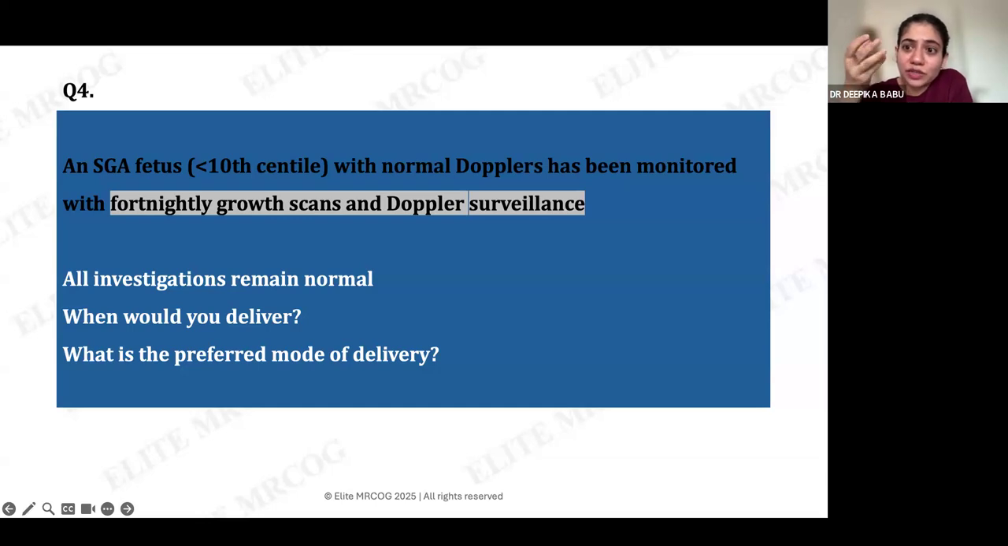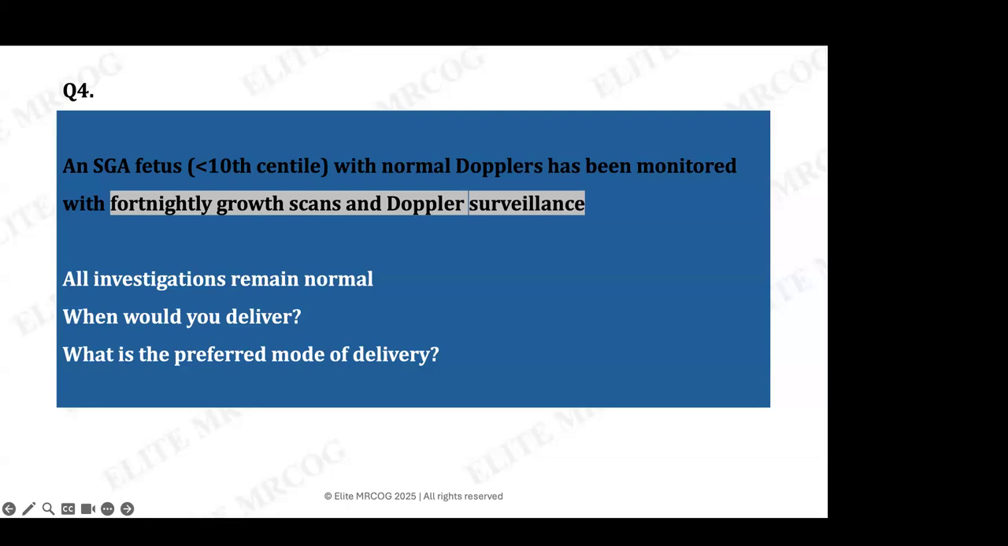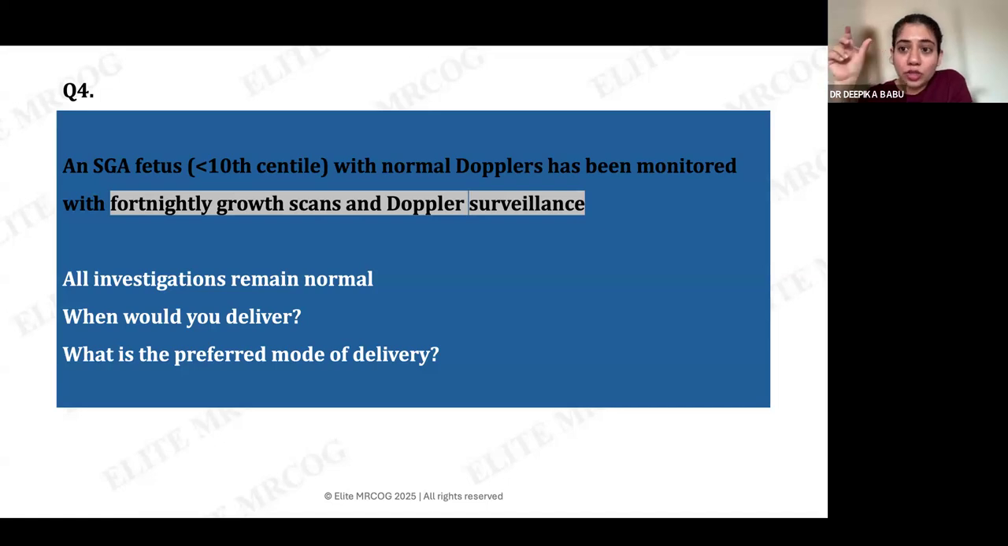Then it will not be even SGA. No, SGA is only less than 10th percentile with no Doppler changes. 39 weeks, 6 days. Give me the window. By 39 weeks, 6 days she should be delivered. Not exceed. 39 to 39 plus 6 weeks is the window for the delivery for SGA babies who could be constitutionally small.